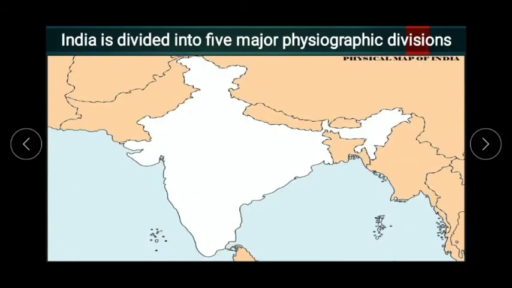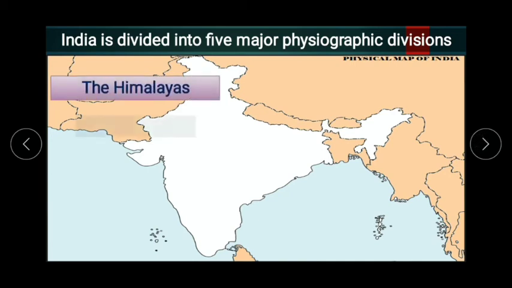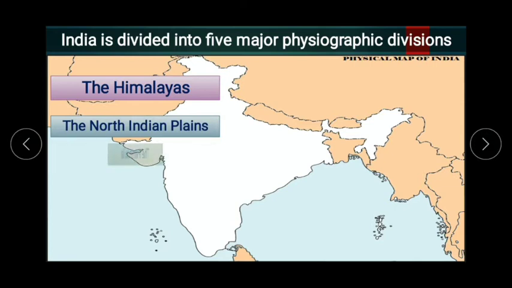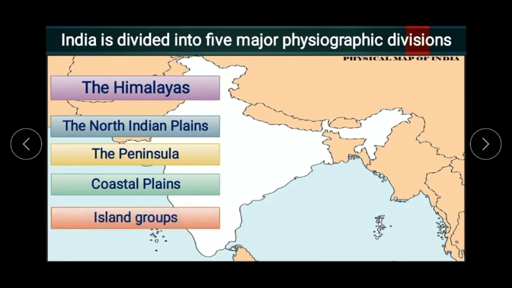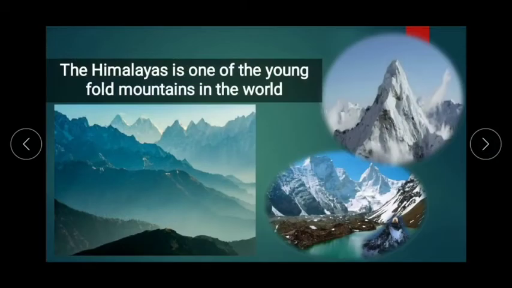If we are talking about the physiography of India, then it is divided into five major physiographic divisions. And these divisions are the Himalayas, the North Indian Plains, the peninsula, coastal plains, and the last one, island groups. These are the five major physiographic divisions of India. We will study in detail about all these physiographic divisions of India, and in this the first one is the Himalayas.